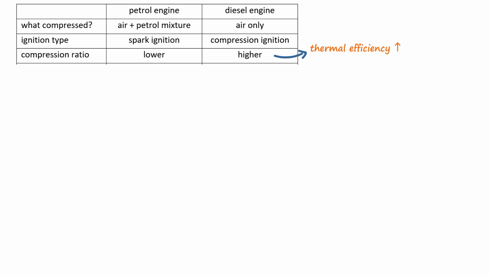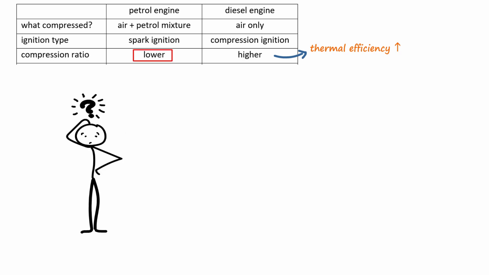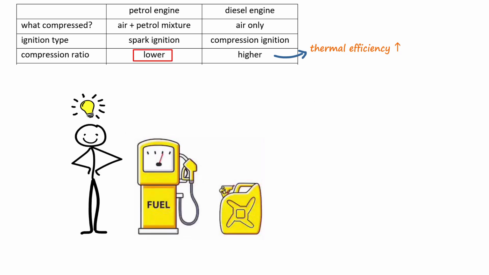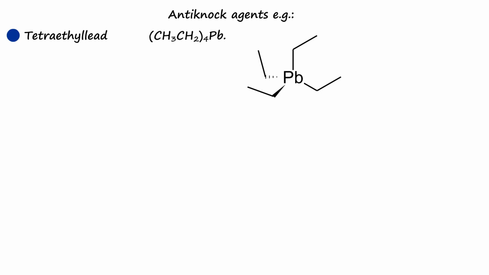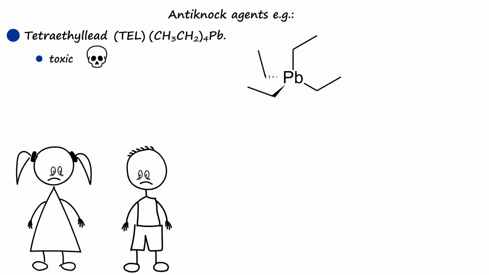So can anything be done to increase the compression in a petrol engine? Well, we can modify the fuel. There are various additives that can be used to make petrol more knock resistant. One of them was tetraethyl lead, TEL for short. Now, the problem is that lead is toxic. It was found that children were particularly sensitive to low-level ambient exposure to lead, which was linked, for instance, with low IQ and nerve damage.